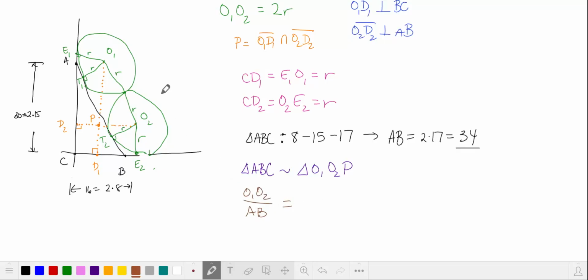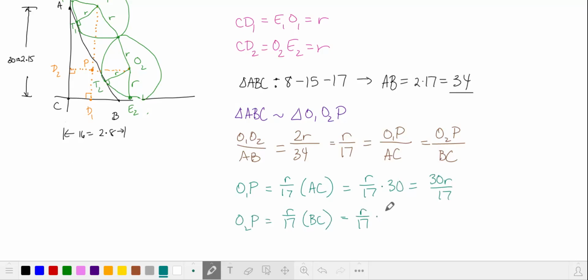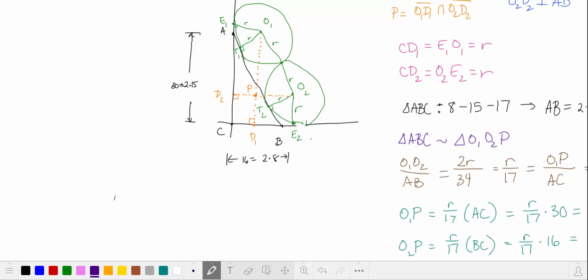The distance from O1 to O2 is 2 times the radius, and AB is 34, and that's going to be the ratio of the lengths of the corresponding legs. So the length of the longer leg, O1P, is R over 17 times the length of the corresponding side AC, which is 30, and we'll do the same thing with O2P. BC is 16.